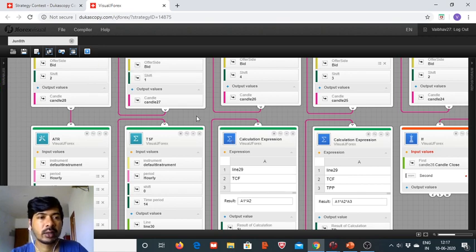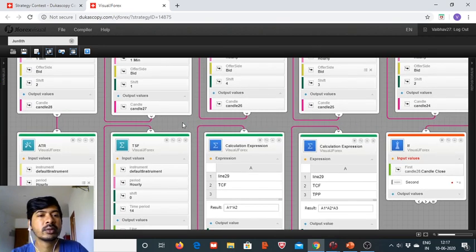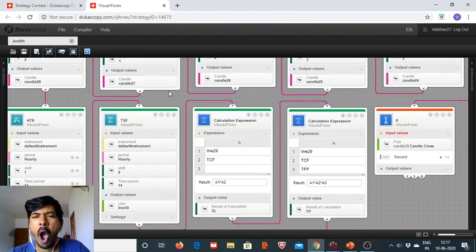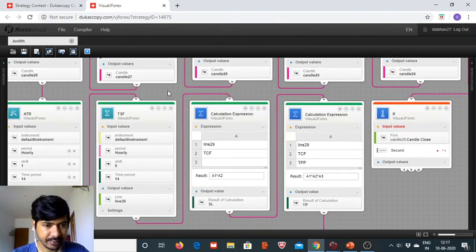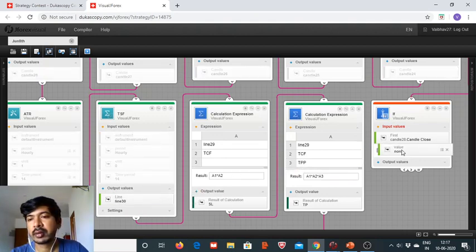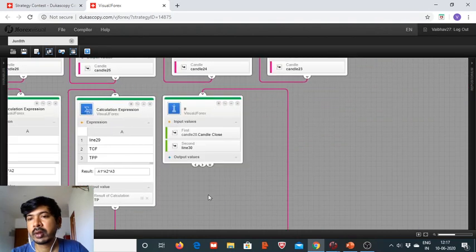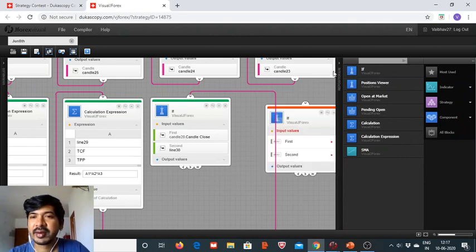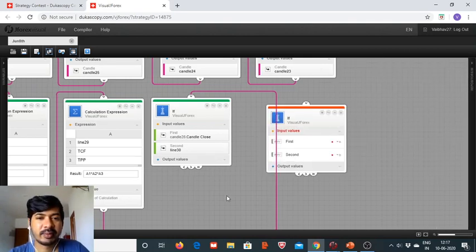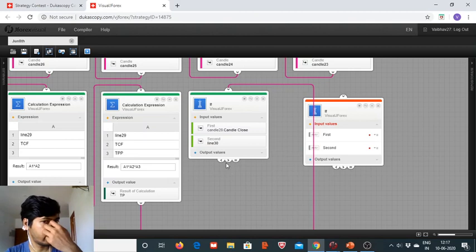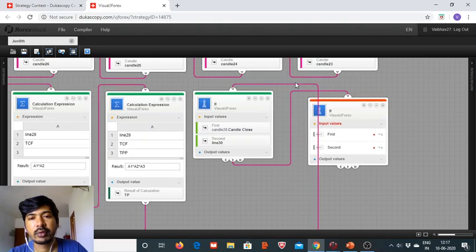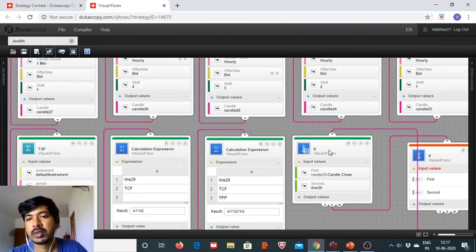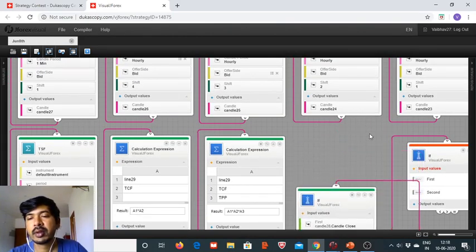Then we take the line 30 current hours TSF value, and then we take a new if block. The new if block is going to be connected with this first input greater than second input. Now the value should start to fall. The price should be below current TSF value.